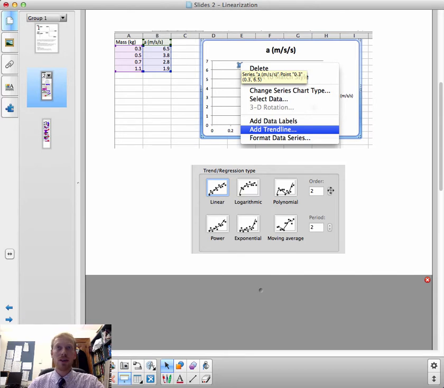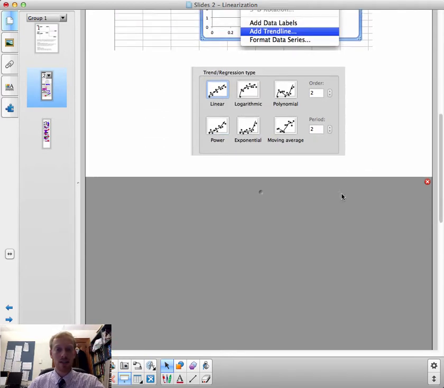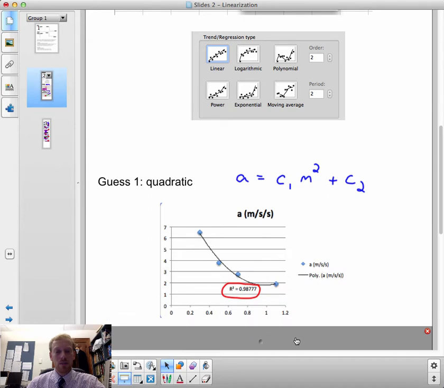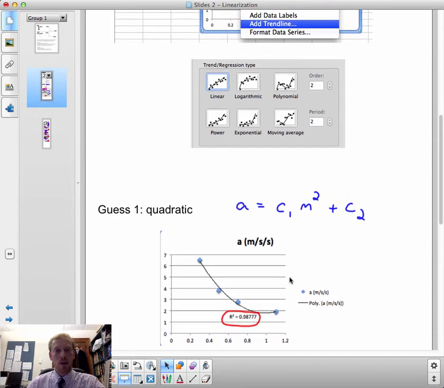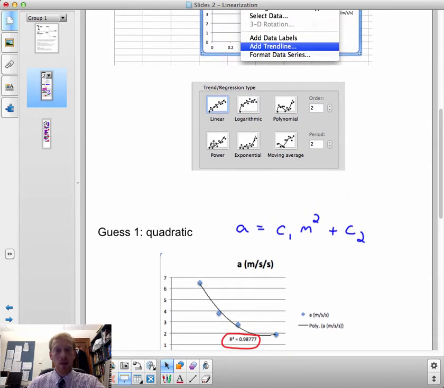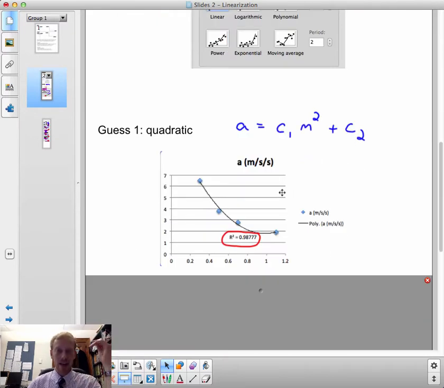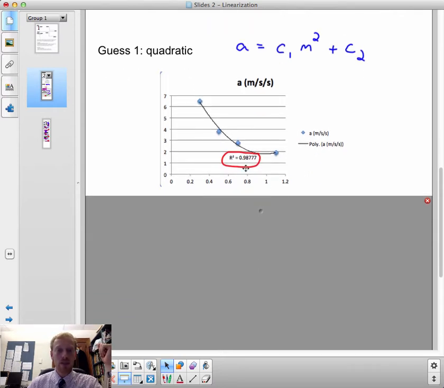Y equals, I guess a third order polynomial would be some coefficient times x cubed plus some coefficient times x squared plus some coefficient times x plus some constant. Let's say I want to make a guess. I bet that's a quadratic function. Well, when I choose a power function here in Excel for the particular data that I'm analyzing in this slide, I see that it gives me this result with an r squared value of 0.98777.